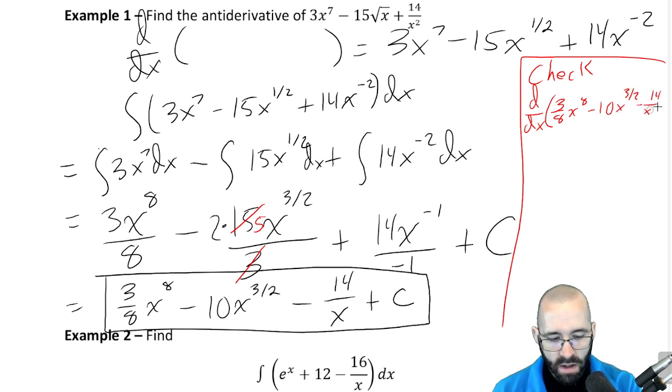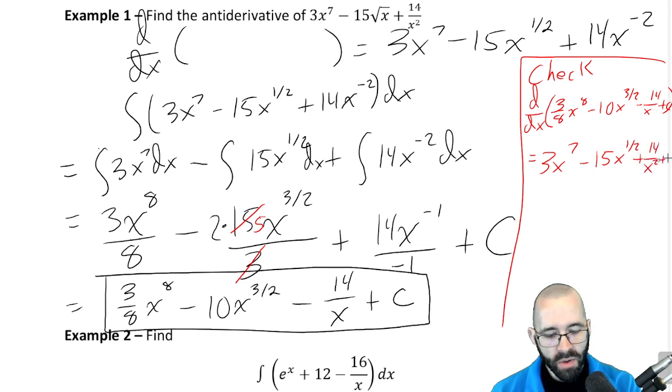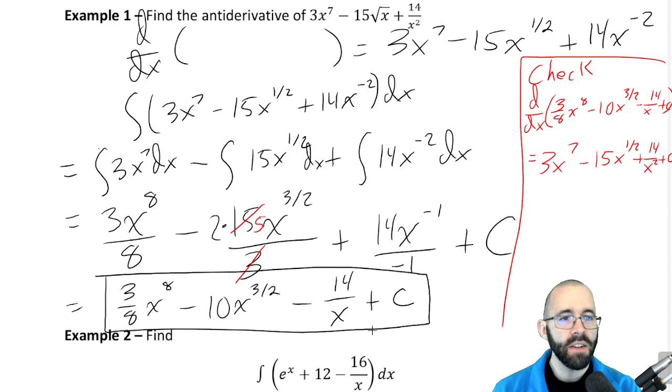If you take the derivative of our answer, again, we use the power rule, bring down the power, subtract power. 3/2 of 10 is 15. Subtract power. This is x to the minus 1 over here. This becomes plus 14 over x squared. And the derivative of a constant is 0.